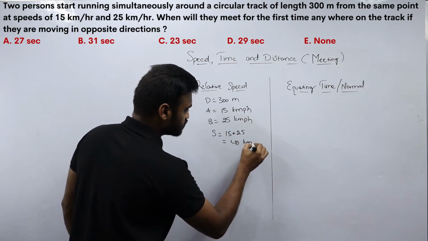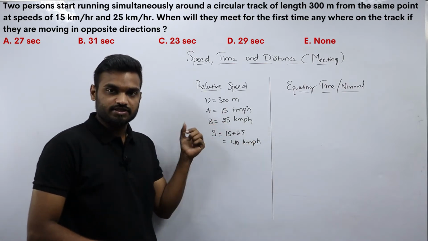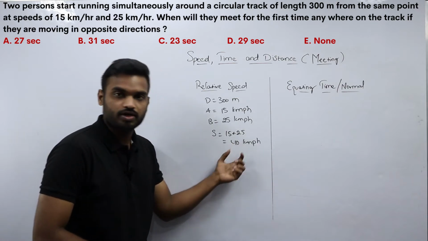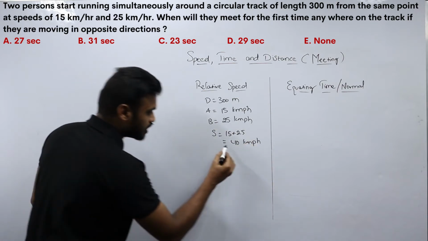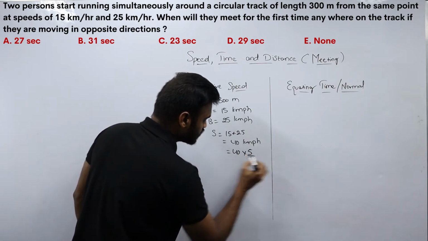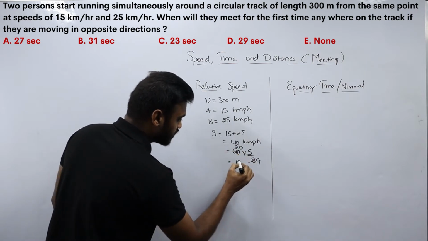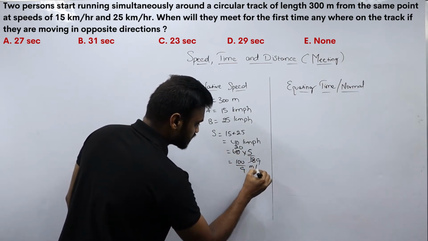Now in the answers it is given in the form of seconds. So we need to convert this kilometer per hour to meter per second. How can we convert this? By multiplying 40 with 5 by 18. So we will get 2 9s 18, 2 20s 40, equal to 100 by 9 meter per second.